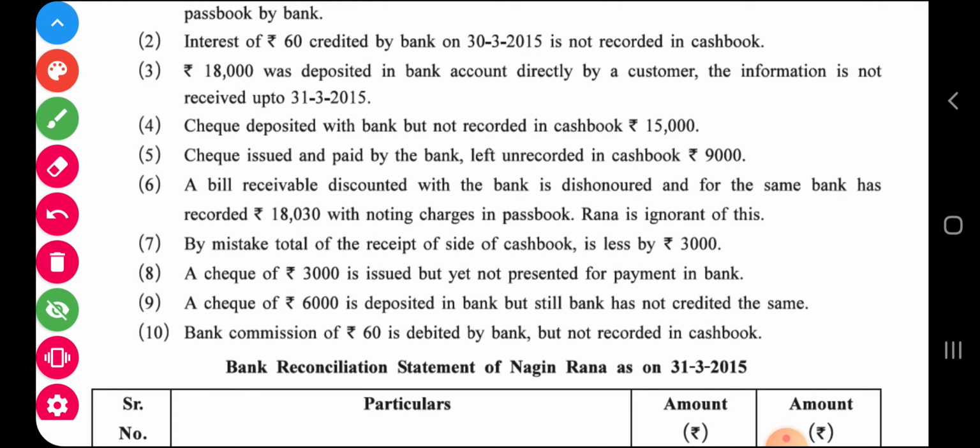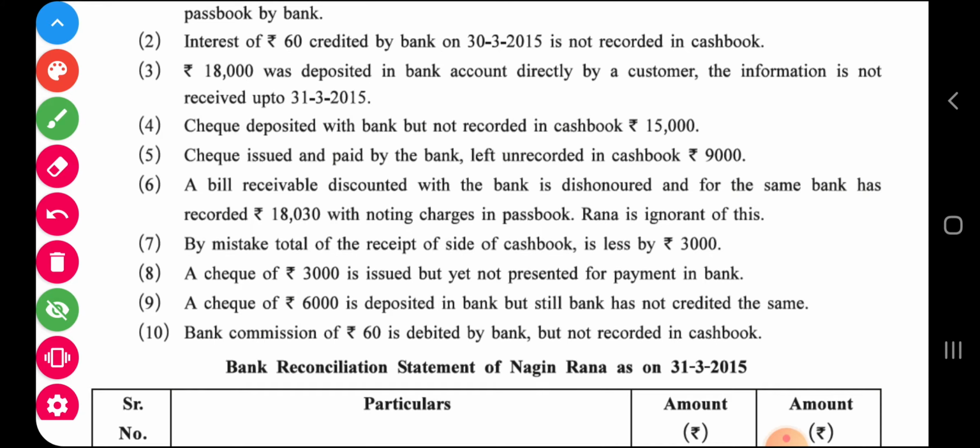Number 8, a check of 3,000 is issued but not yet presented for payment. So as we have issued a check, that means the same is recorded in cash book on payment side, that is credit side, but these checks are not presented, that means these checks are not debited in passbook, so we have to debit this amount, 3,000 rupees.